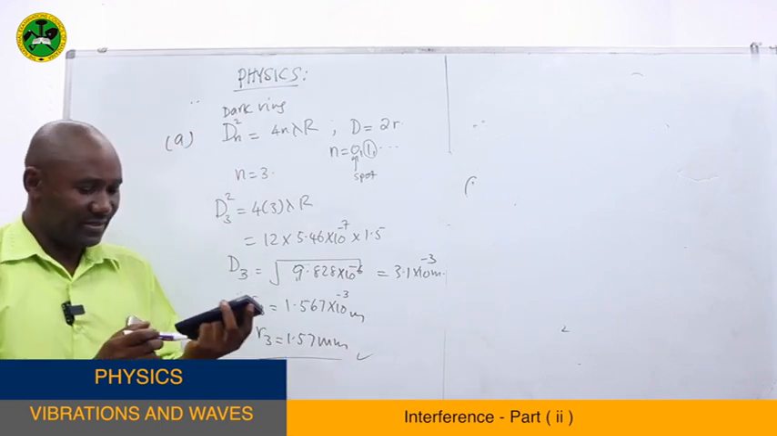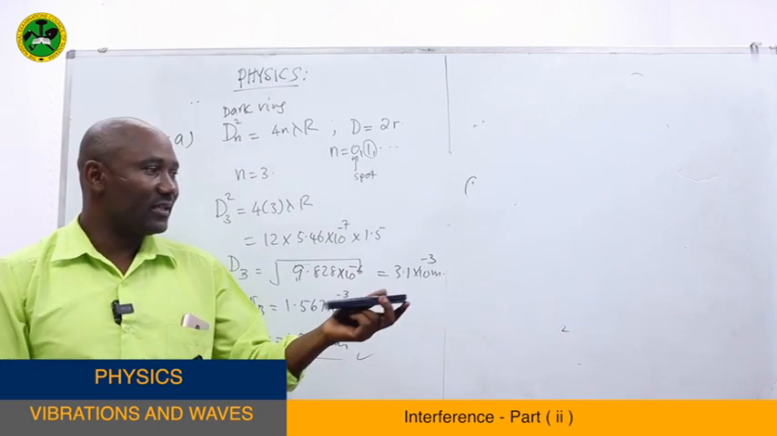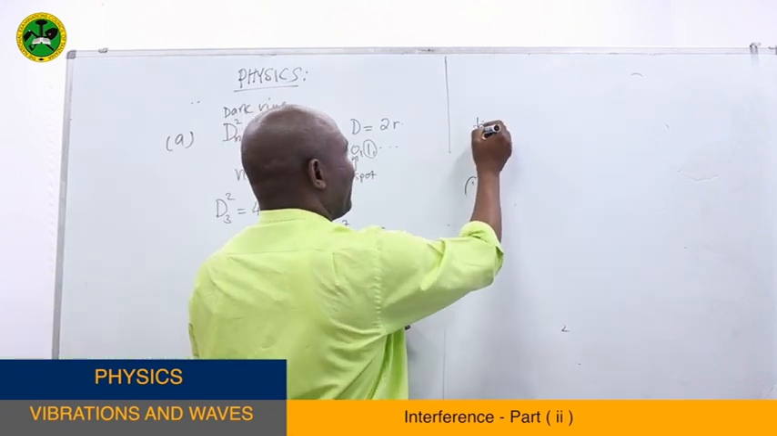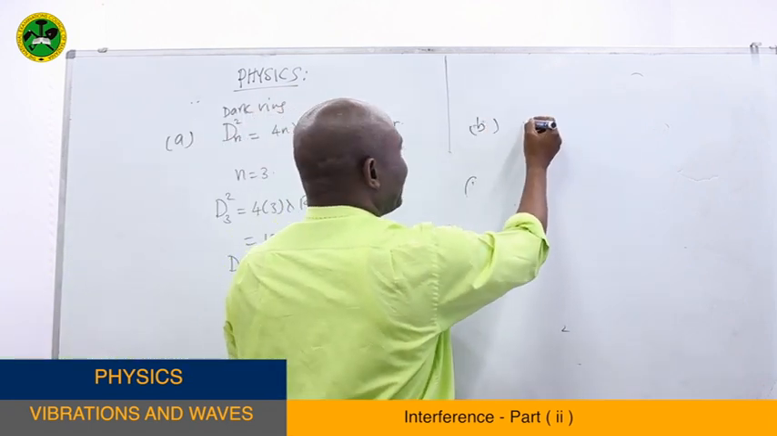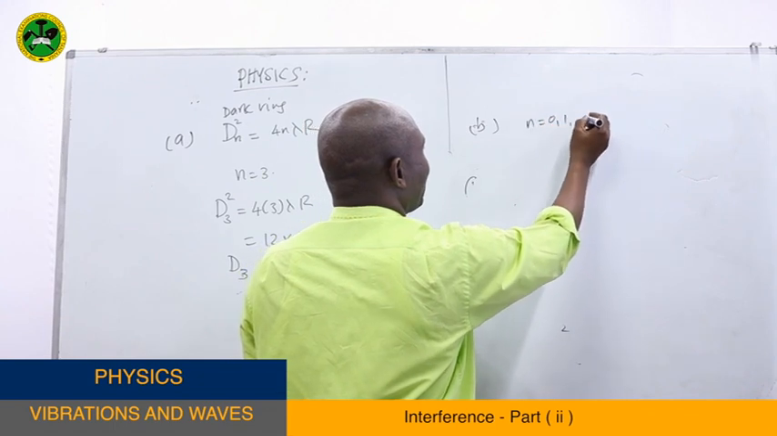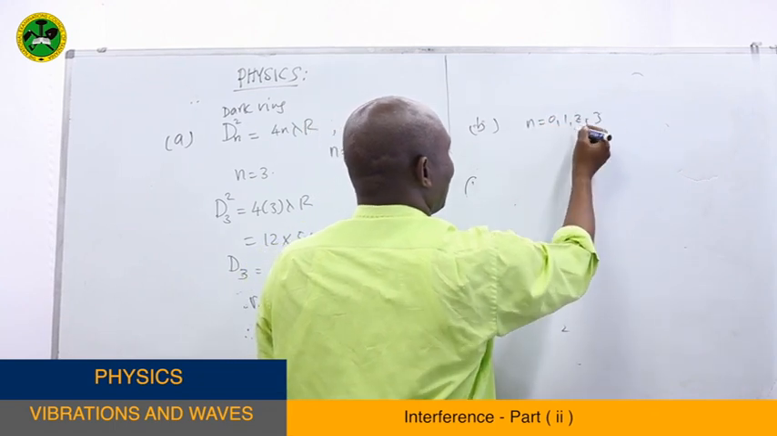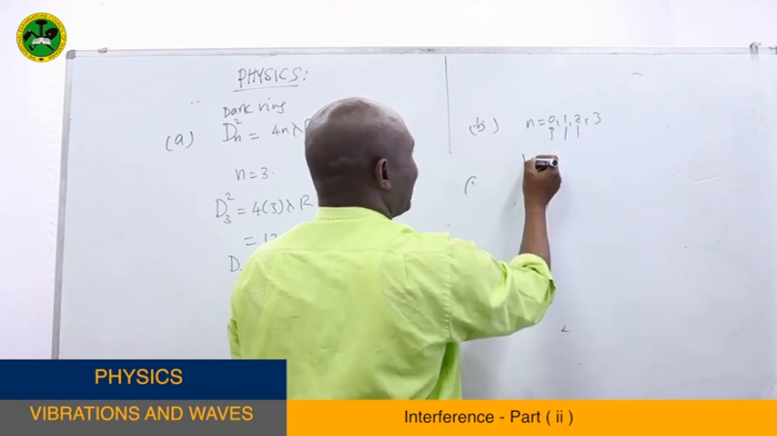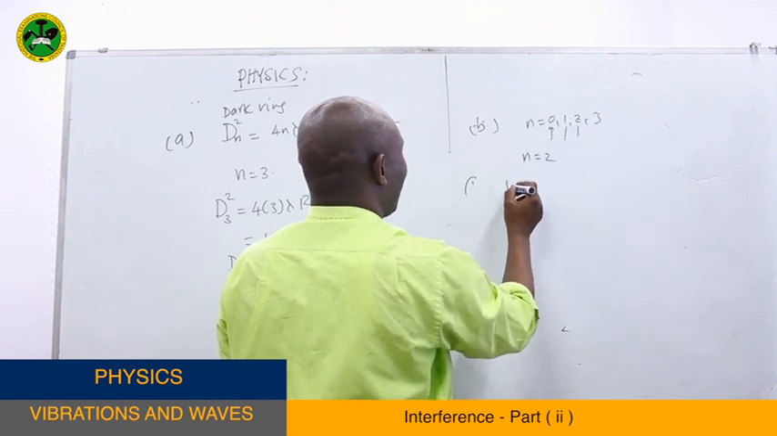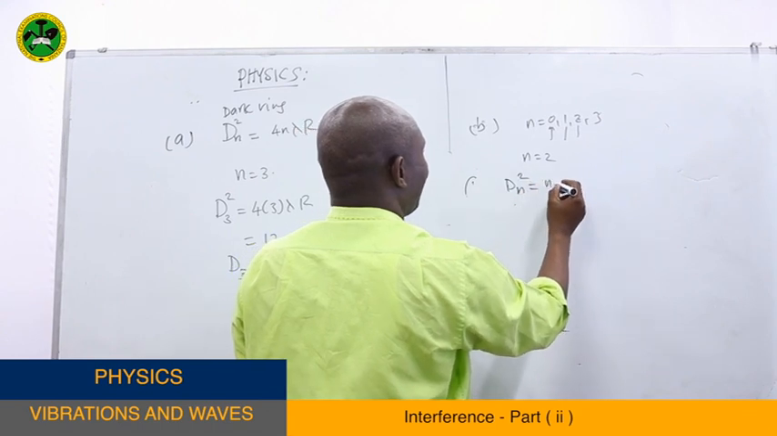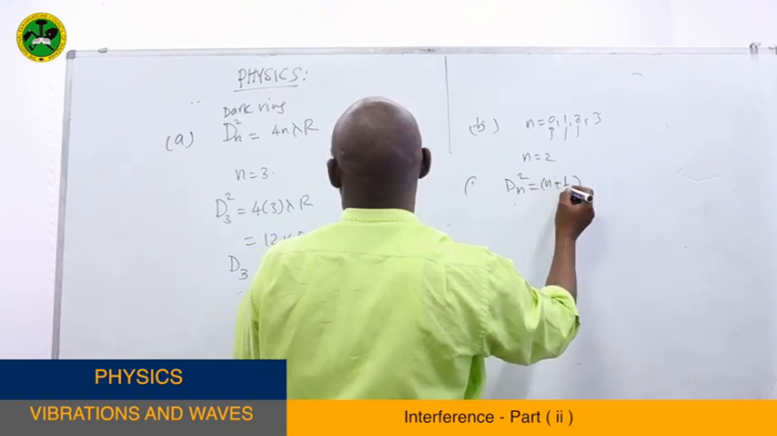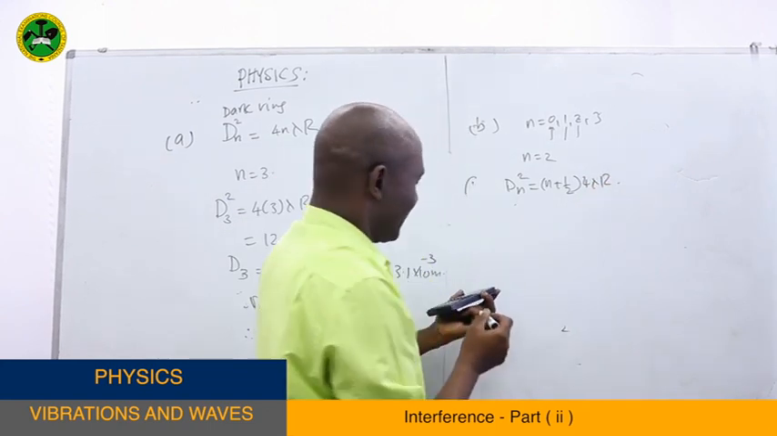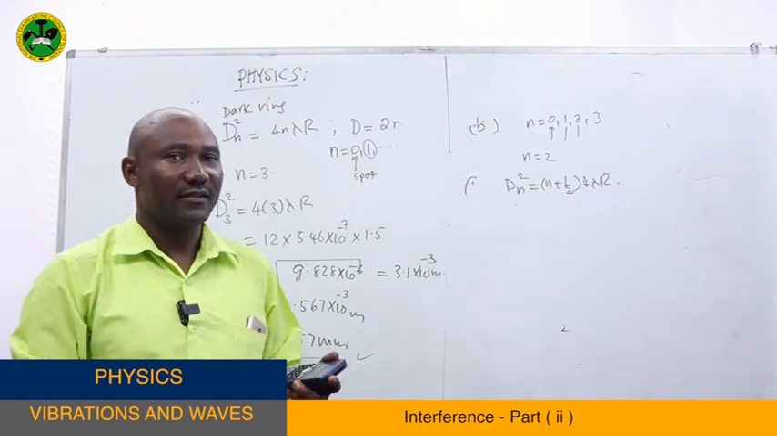So you can find the radius corresponding to the third bright ring for this part now. For part B, our n starts from 0, 1, and so on. So this is the first bright ring, second, third. So here n equals 2, and the formula equals n plus a half times 4 lambda r. So I think you can find that.